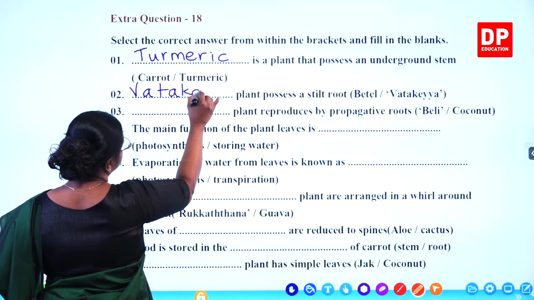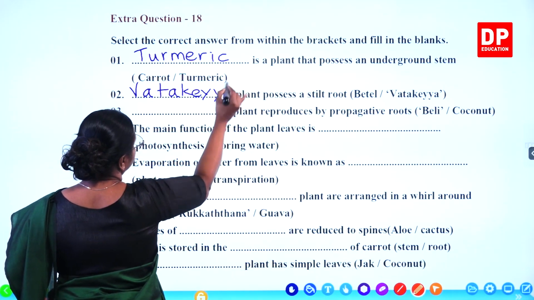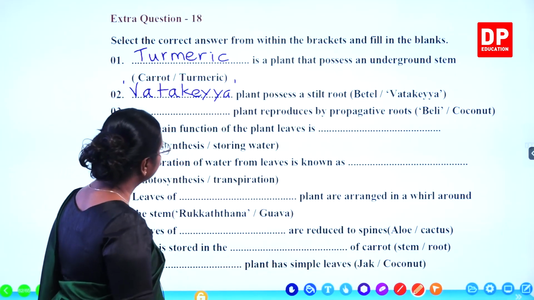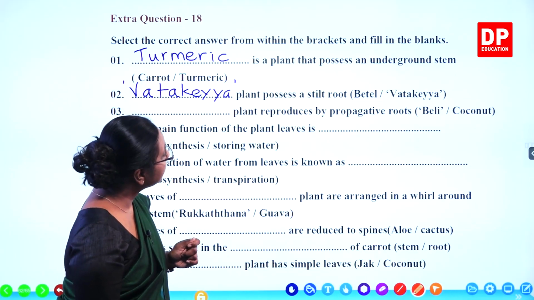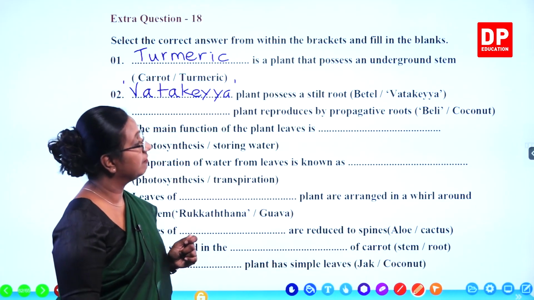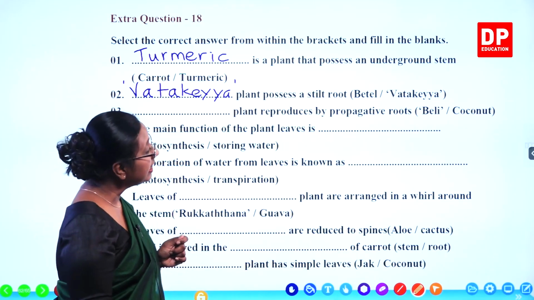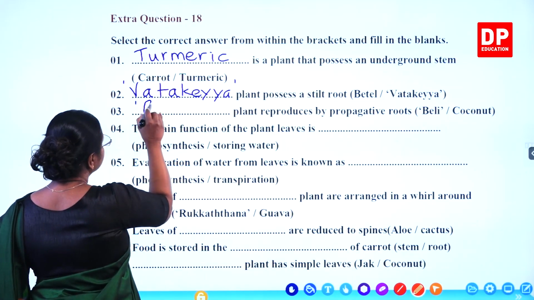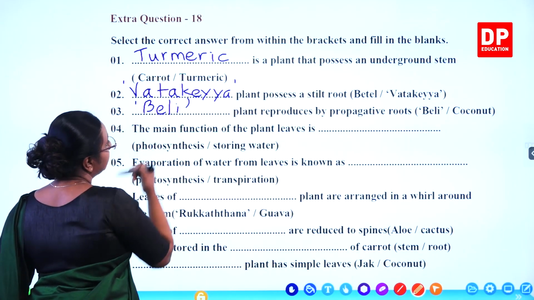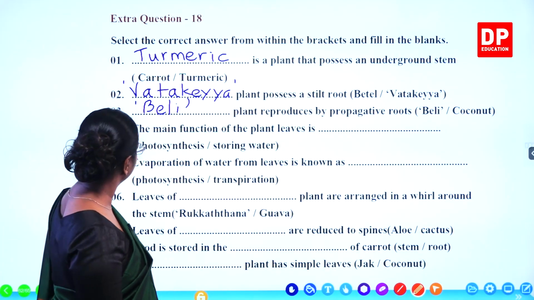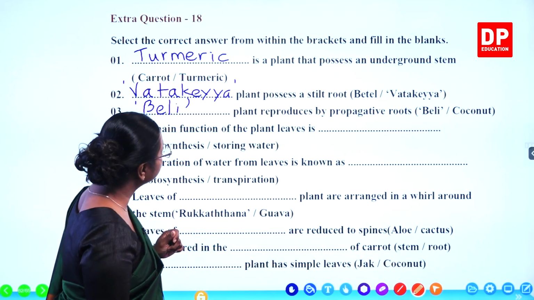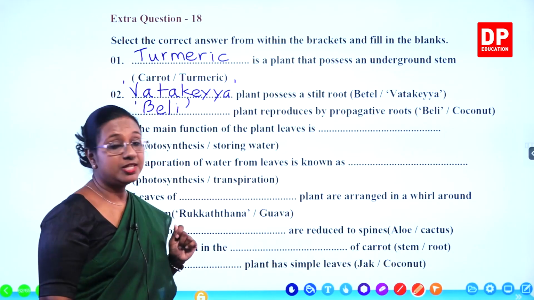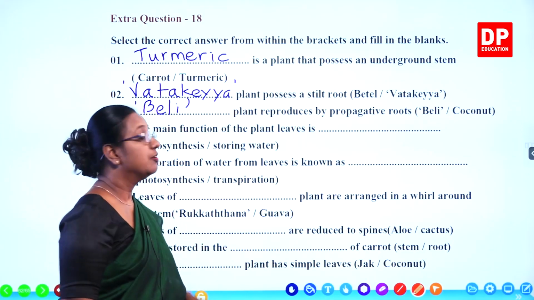Vatakeya. So you know why they put these inverted commas. Then, plant reproduces by propagative roots. What is that? Belly or coconut? It's belly. Belly plant reproduces by propagative roots.